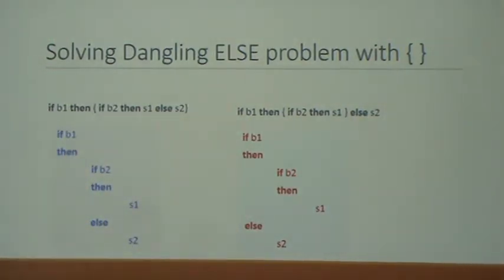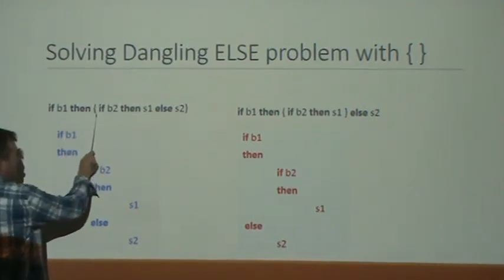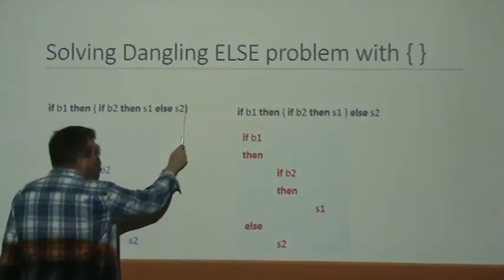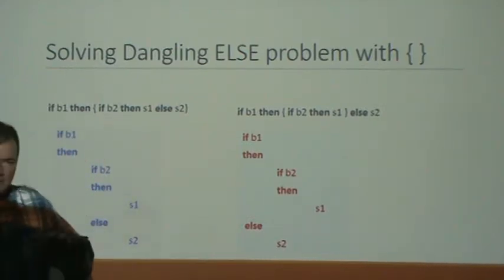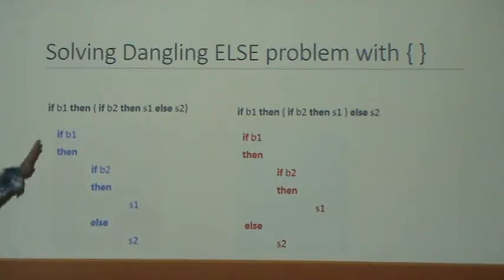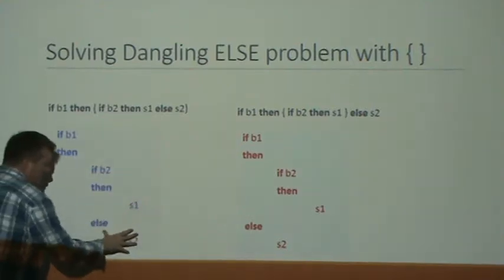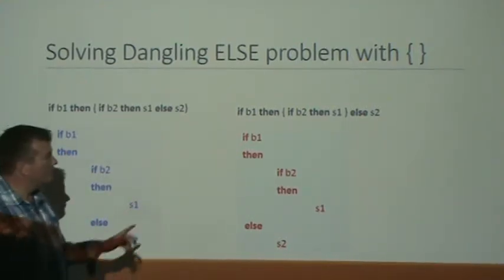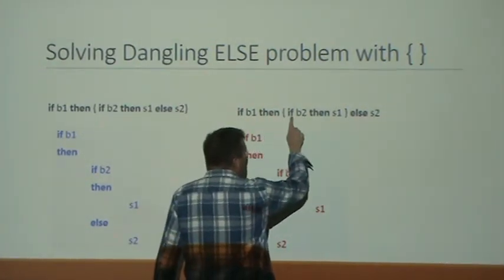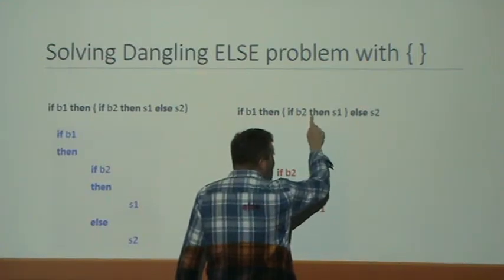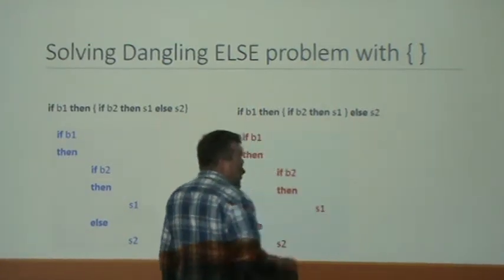So now we could say this: if Boolean expression 1 is true, then open brackets, and then put the whole thing in close brackets, meaning this whole thing happens if Boolean expression 1 is true. So that would be following like this indentation. But if we wrote it this way, if we said if Boolean expression 1 is true, then open brackets, if Boolean expression 2 is true, then do S1. That's the end of this then. And then independent of that is S2.